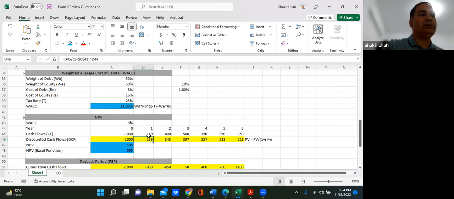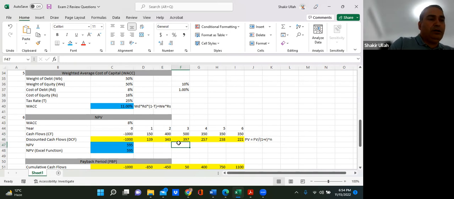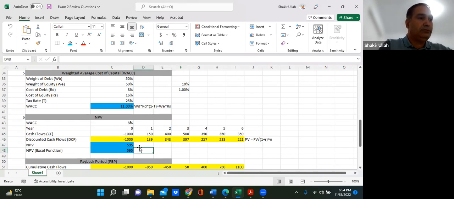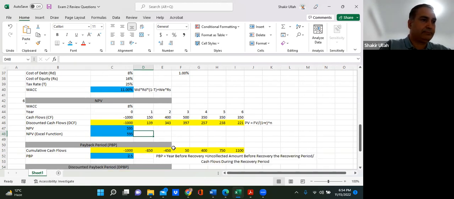If you have to use your calculator, then each of these have to be done one by one, and that will be a little bit longer, but you can also use your functions in the calculator. But I suggest that you use Excel. Clear? Yes, thank you. All right.